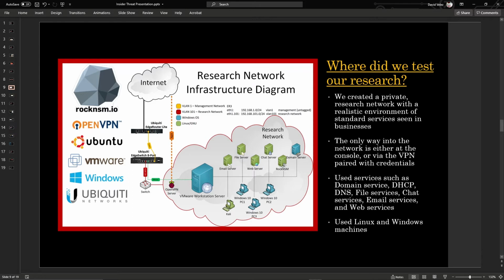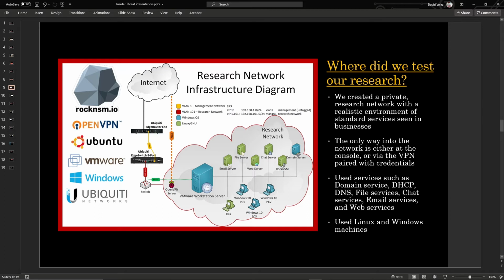Given the obvious answers to these questions, we decided to use some popular open source technologies to build our model. One such technology is OpenVPN, which we used to allow remote access into the network and service infrastructure. On this infrastructure, we use the Ubuntu operating system for our major services such as file services, web services, chat, and email. We chose Windows because who doesn't have a few Windows machines these days?